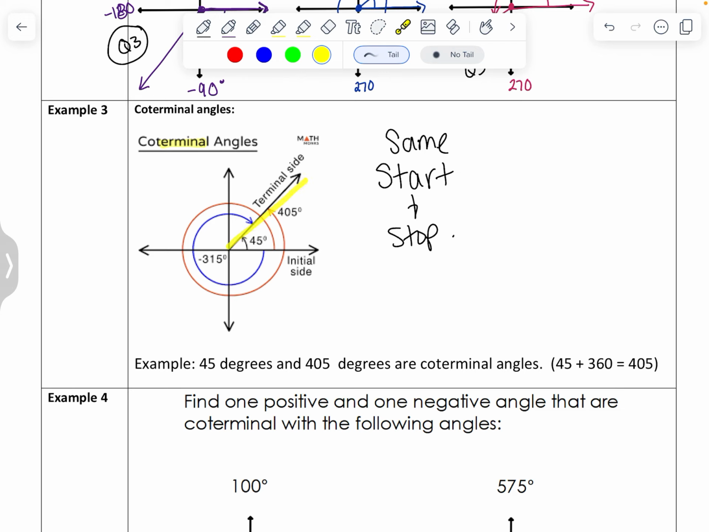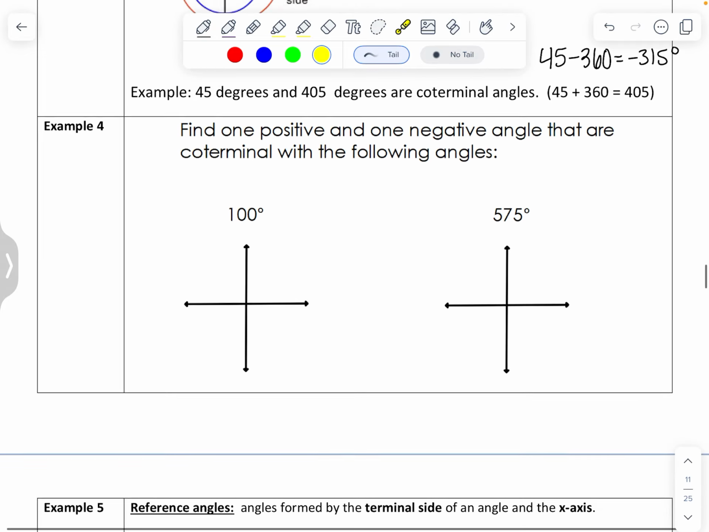Or you can start here and then go backwards, negative 360 degrees, and you would end exactly where you started too. So if you did 45 minus 360, you would get negative 315. And that's a coterminal angle as well, because it starts here and it ends in the same spot as 45 degrees did. So start and stop in the same place, and they are just one revolution difference. So essentially you're adding or subtracting 360 degrees from your original angle to get back to where you ended.